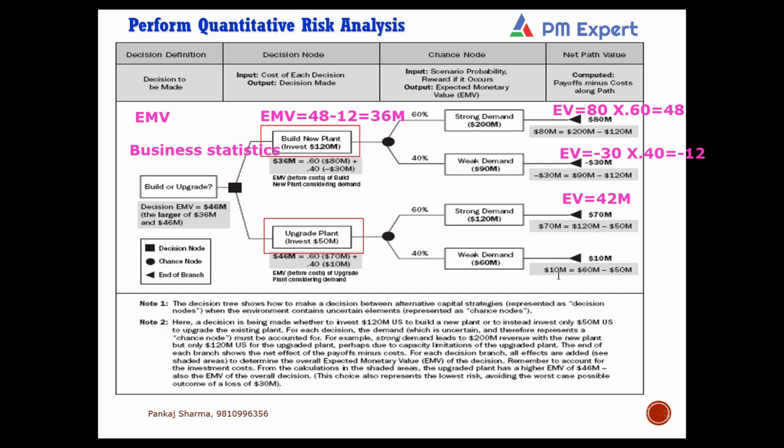Now, similarly, let's go to the next one. In this case, since my investment is lesser, even with weak demand, am I making a profit or not? Yes, we are making a profit. So the expected value is 10 million into 0.4, 4 million. So tell me, what is the EMV, expected monetary value? 46 million US dollars, right, guys?